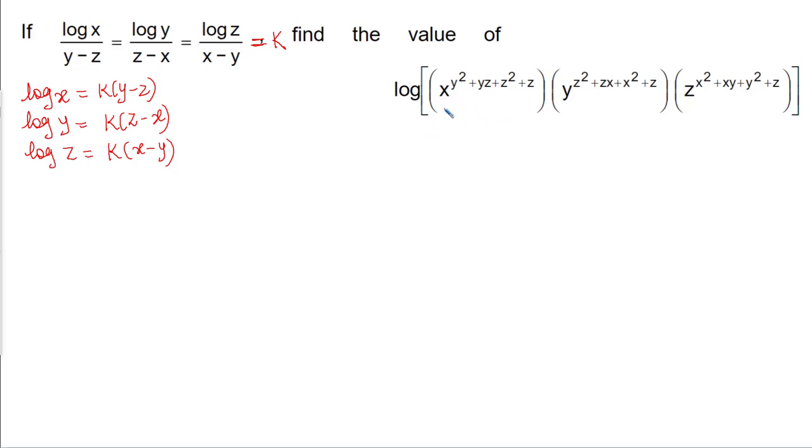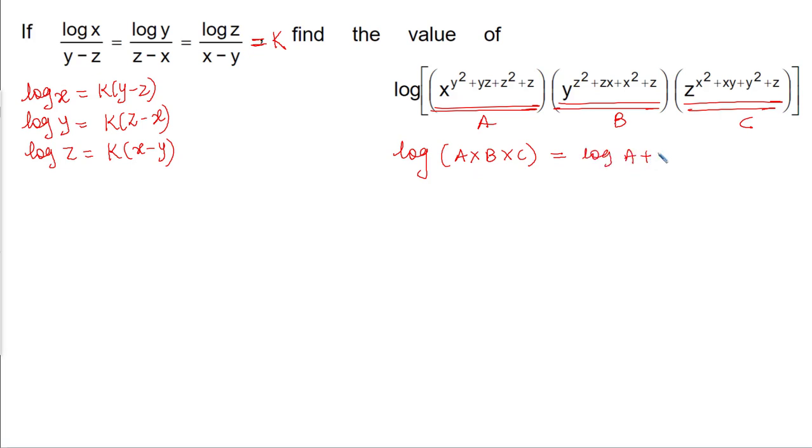Let's replace this term by a, let's replace this term by b, and let's replace this term by c. So basically we are supposed to find the value of log of a into b into c, and that is nothing but log a plus log b plus log c. So let's find their values individually. First of all we are going to find the value of log a. Log a is equal to log of x to the power y square plus yz plus z square plus z.